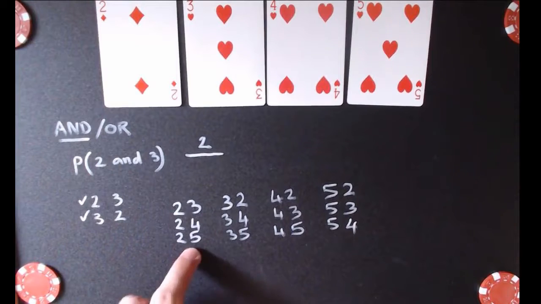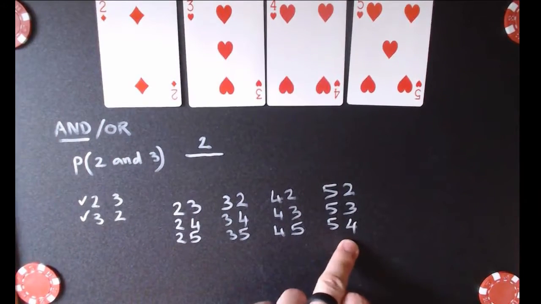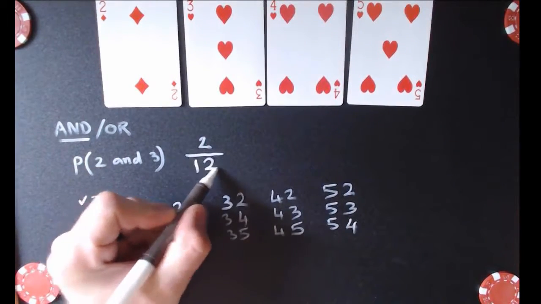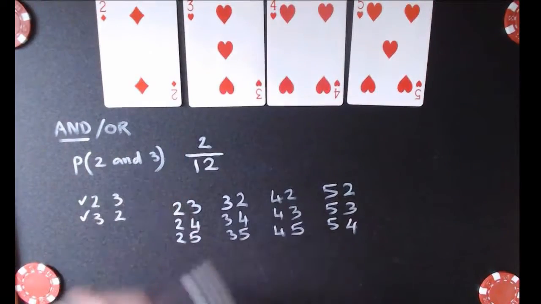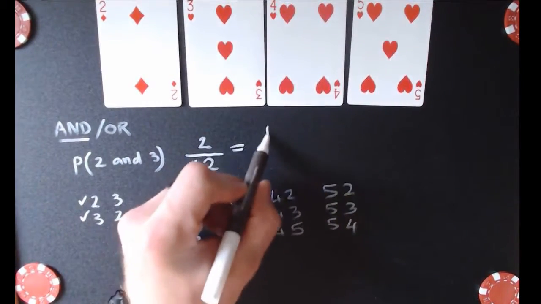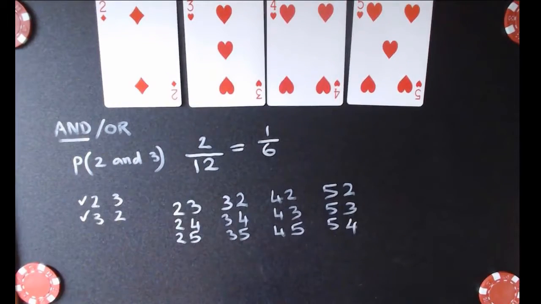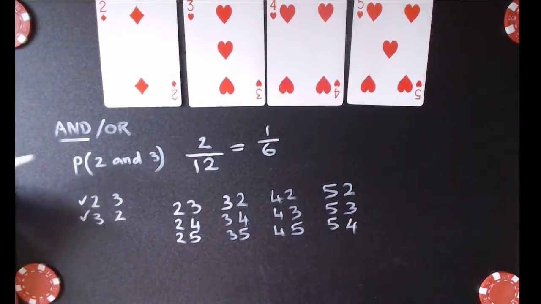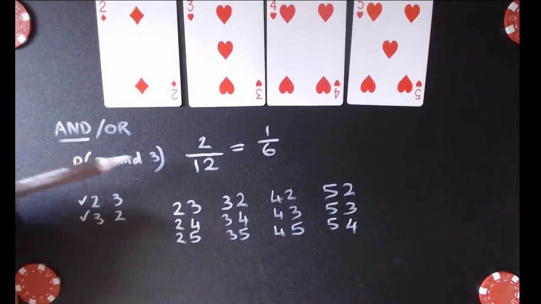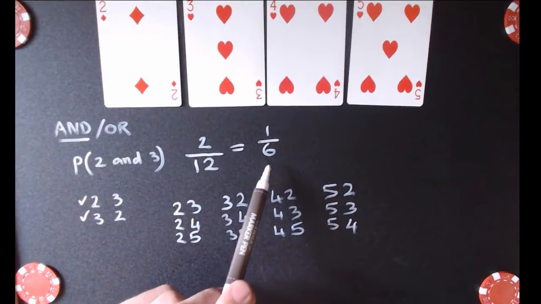So you can see here, I've got 3, 6, 9, 12. So there's 12 possible combinations. 2 of them are the one I want. So I can simplify this to 1 over 6. So the probability out of 4 cards that I get a 2 and a 3 is 1 in 6.